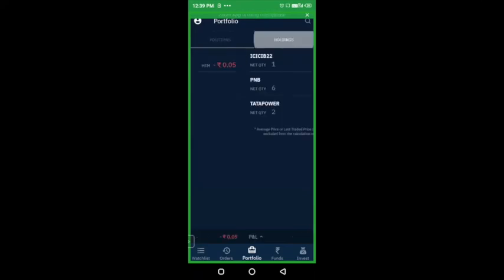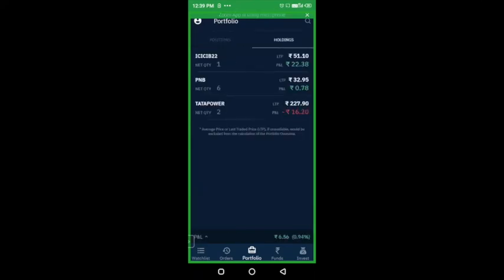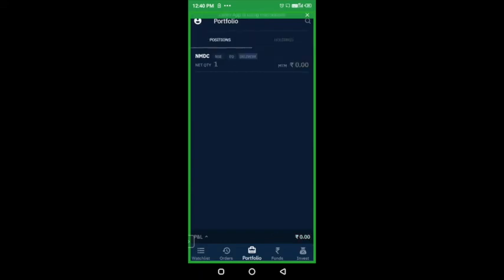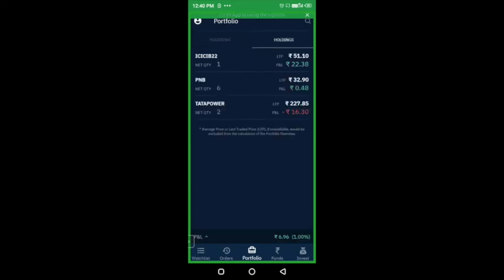These shares I bought for the demo long back, so they are shown under holdings. But this NMDC I bought just now, so it is shown under positions. After one day, on Friday, it will be shown under holdings. Only if the share is under holdings can you sell it.